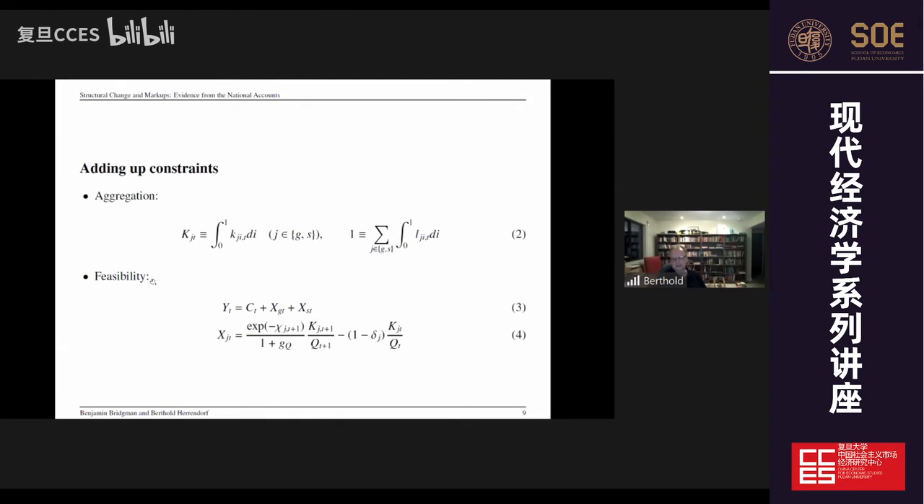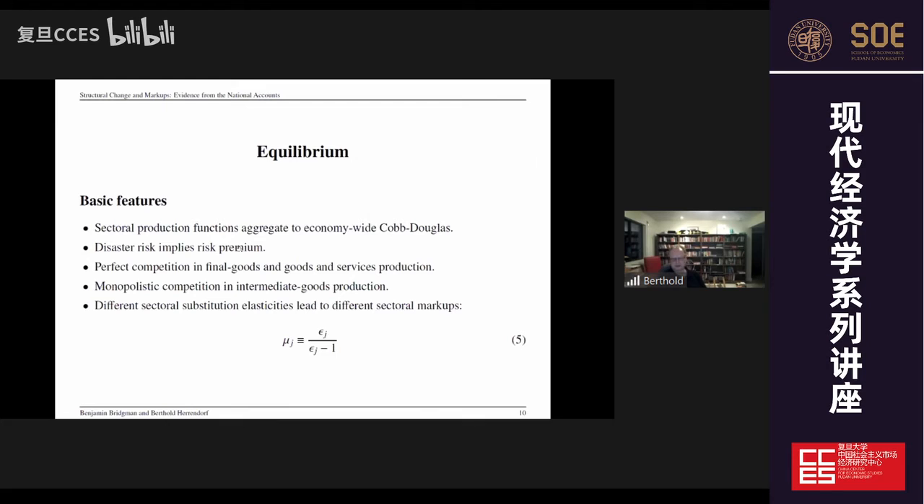The disaster risk implies a risk premium, and the risk premium in our application is specific to each sector. And we're going to calibrate it to each sector as well.